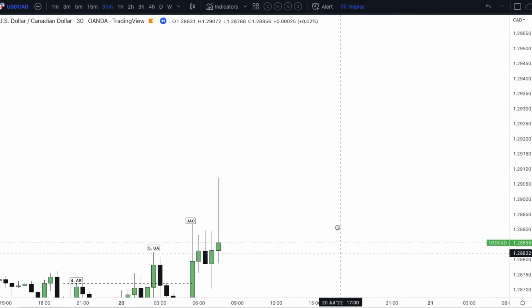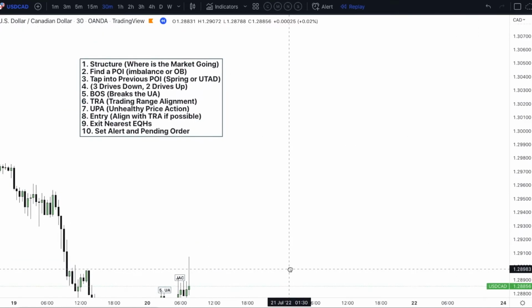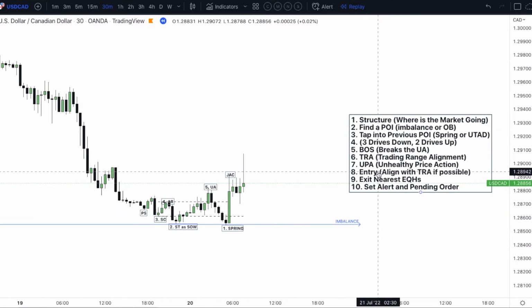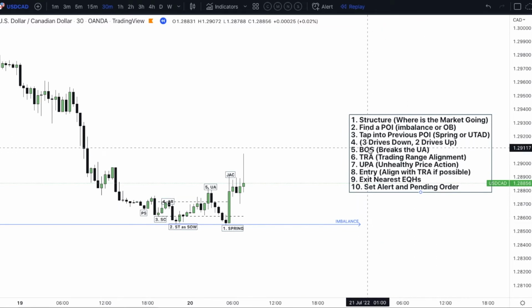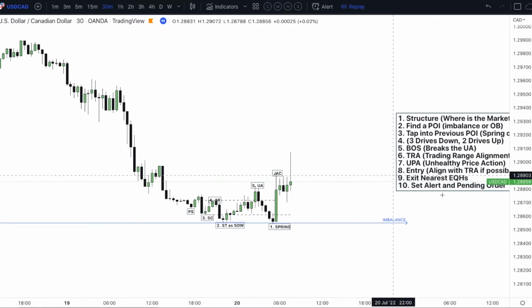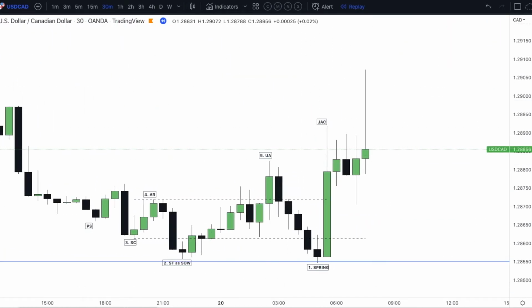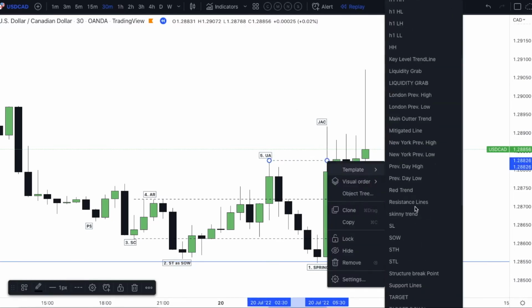Now, what do the steps say? Let's check the steps out. Here we go, right here. So now it says, once we find our 3 drives down and 2 drives up, we need a break of structure, which breaks our UA. Okay, so here's our UA here. This should be a break of structure.